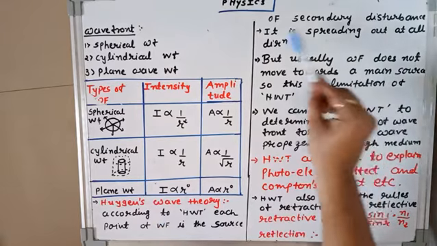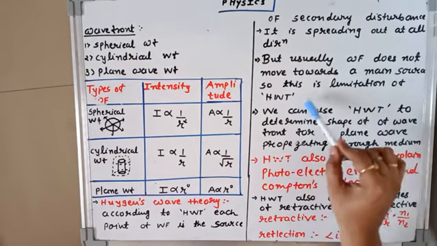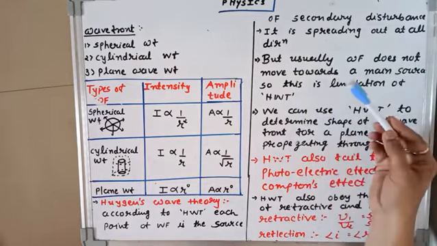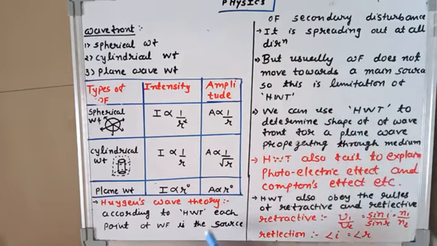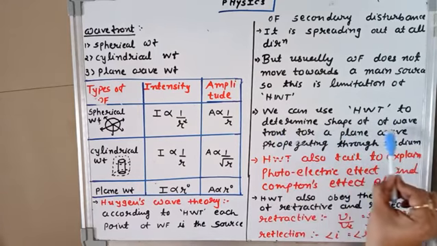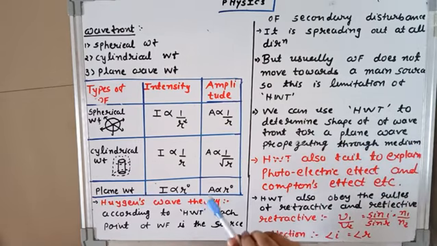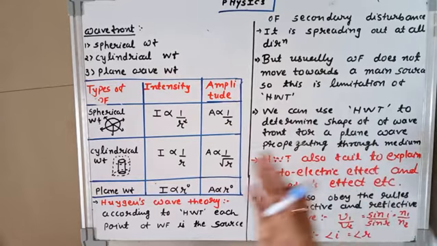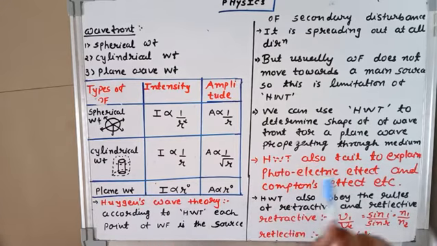Dear students, I justify this sentence: it is a limitation of the wavefront theory, a failure of the wave theory of Huygens. We can use the Huygens wave theory to determine the shape of the wavefront for a plane wave propagating through a medium. Also, the Huygens wave theory failed to explain the photoelectric effect and Compton's effect, etc.